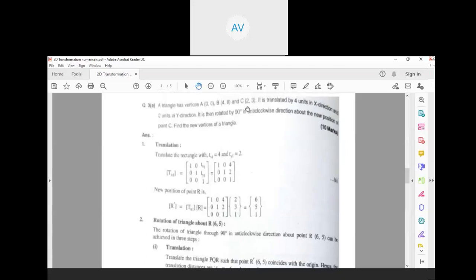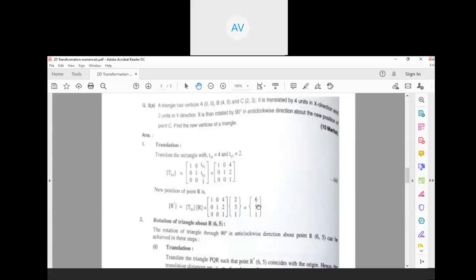So 2 comma 3 is there. So 2 3 1 I have written. So these are the original position of point C into the translation matrix. So first row into this column you will get 6, second row into this column you will get 5, then third row into this column you will get 1. So the new position of point C is 6 comma 5.